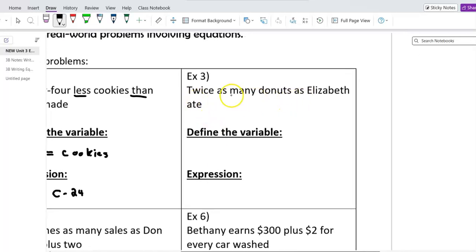Twice as many donuts as Elizabeth ate. On this problem, we'll work with donuts, so our variable is D for donuts. And the expression, the word twice, that is telling us multiplication. We're doing 2 times, so this will be 2 multiplied by D for donuts. Again, twice is a keyword telling you to multiply.